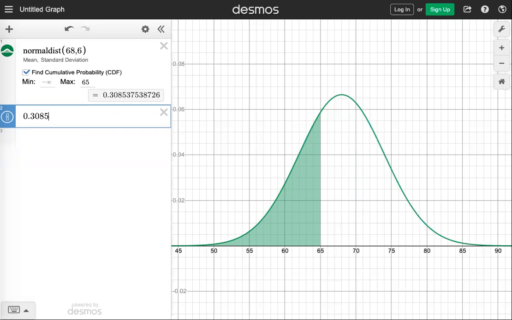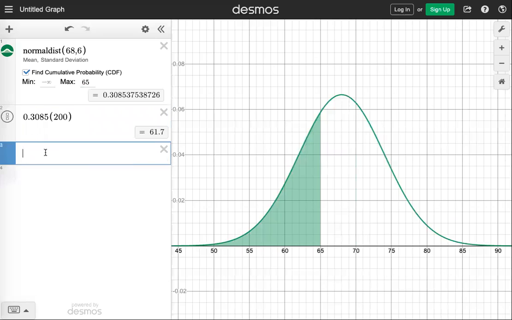0.3085. And that 3 is going to tell that 5 to stay still. At the end, we're going to multiply by 200, and I get 61.7. If I was to round that to the nearest whole number, I would round that 1 up to a 2, so I get 62 for my final answer.